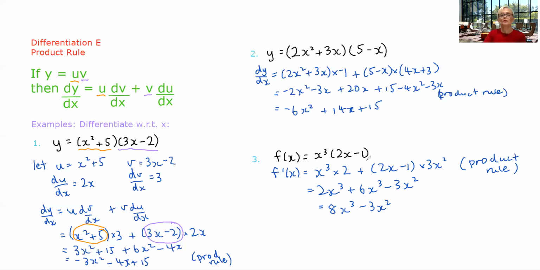Just to prove to you, let me do it in another colour though. You would have been way better off just expanding to start with. We would have got 2x to the 4th minus x cubed, wouldn't we, for our f of x. So f dash x is 2 times 4, which is 8x cubed, drop that power by 1, minus 3x squared, which of course is the same as what we got using our product rule.